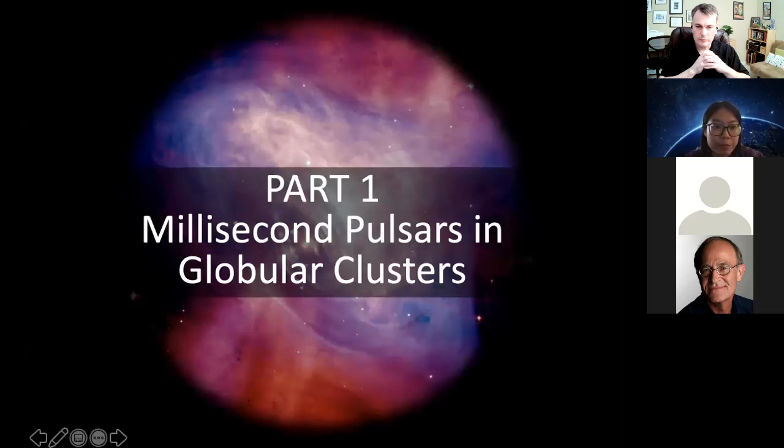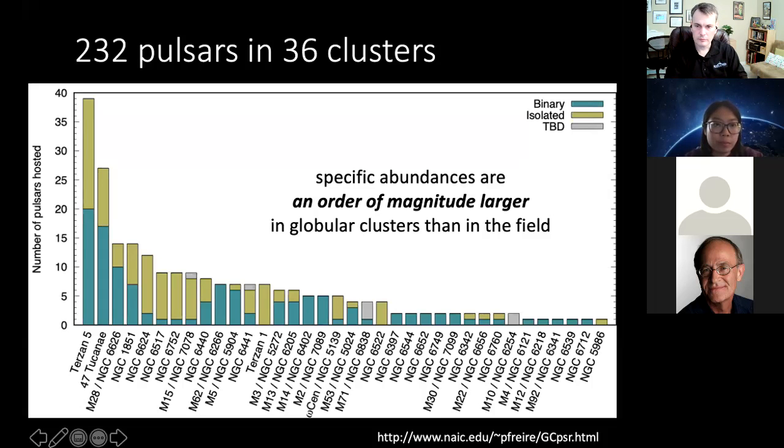So here is the first part. As was just mentioned, globular clusters are very efficient at producing exotic objects, including pulsars. So far, 232 pulsars have been observed in 36 globular clusters. And the observed number keeps increasing rapidly thanks to multiple new radio telescopes. For the very massive and dense clusters like Terzan 5 and 47 Tuc, each of them has more than 20 pulsars. Most of the other clusters have around 5.